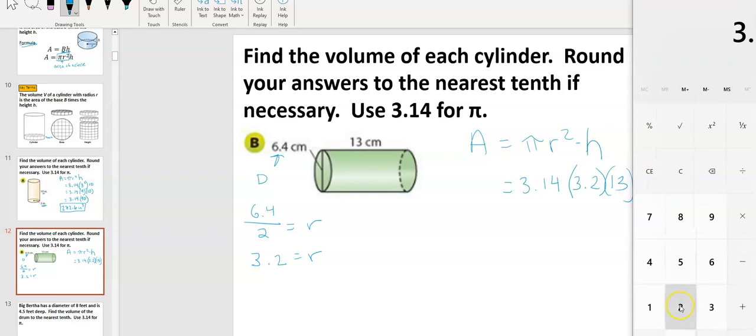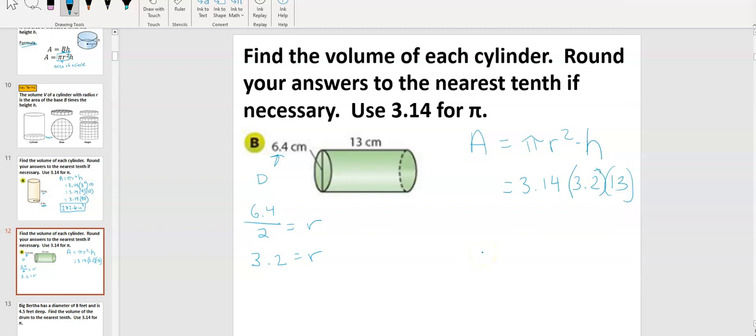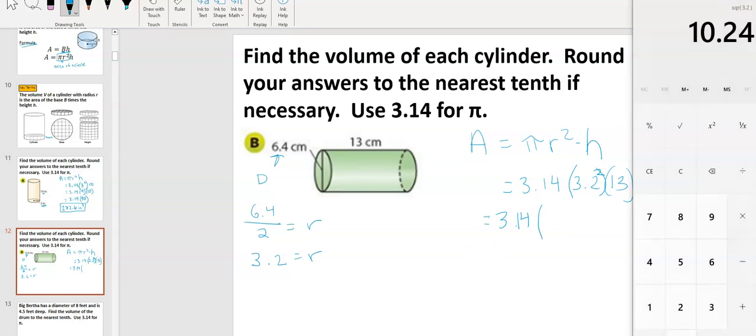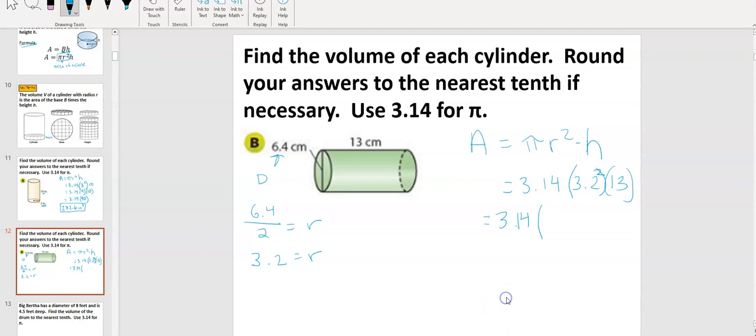Okay, so I'm going to do 3.2 squared, because we do our exponents first. Whoops, I forgot the square here. So I'm going to get 10.24. And unless it is kind of a crazy long one, you want to use all of the decimal points while you're multiplying. It'll give you a more accurate answer.